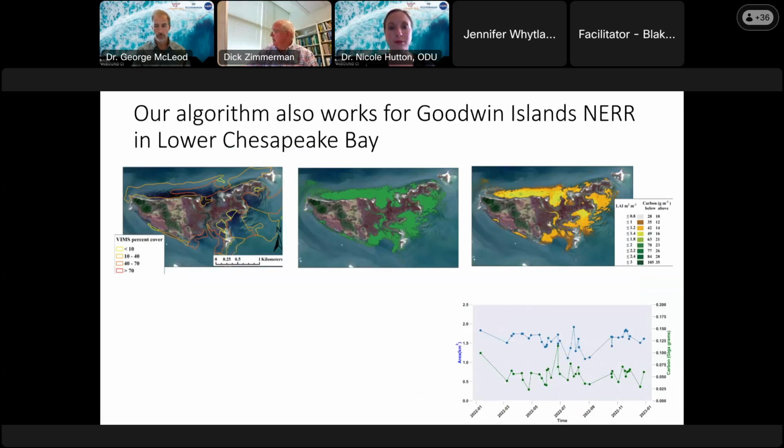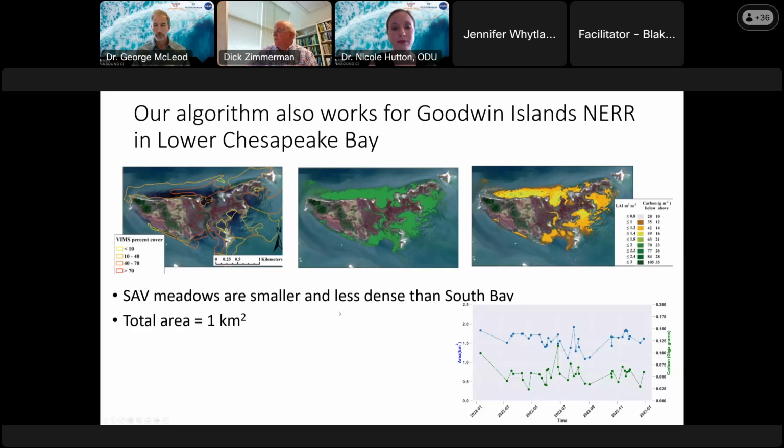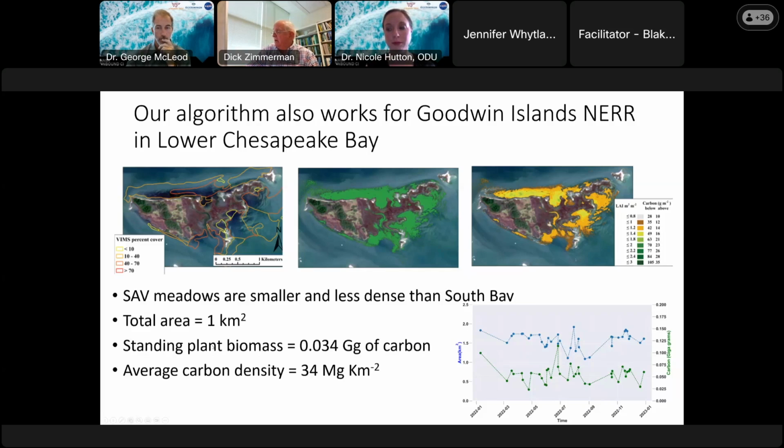Just to quickly go through a couple of other areas. We've applied the same things to other locations. Here's the Goodwin Islands National Estuarine Research Reserve in the lower Chesapeake Bay. You can see the VIMS polygons on the left, our classification map in the center, and the leaf area index estimates that we've calculated from that. Basically, these SAV meadows are much smaller and less dense than offshore. There's only about 1 kilometer of SAV in this region, and correspondingly, the standing plant biomass is much less. But again, you can see over a 1-year period, we're getting more than 1 image a month to be able to analyze these patterns.